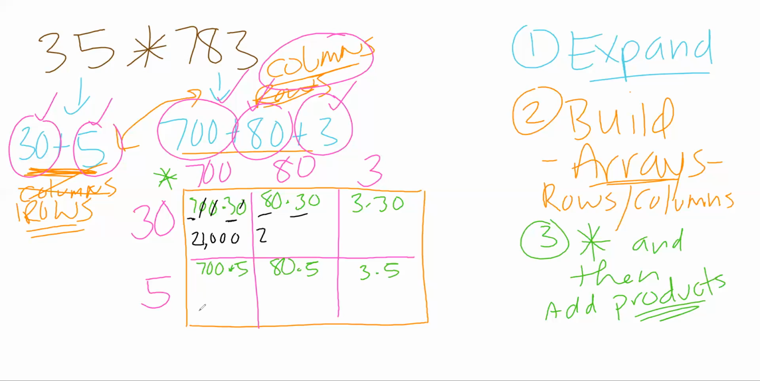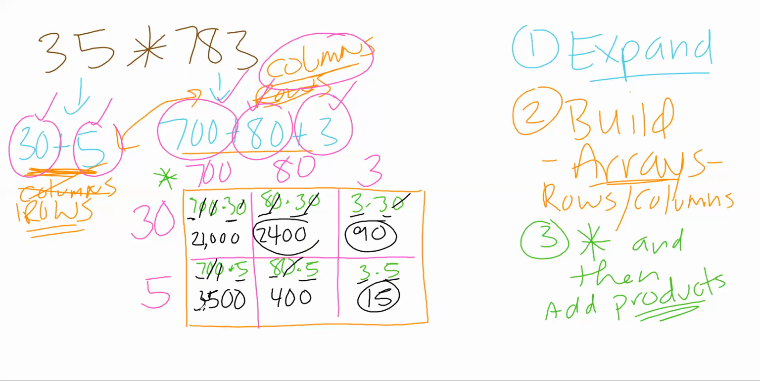8 times 3 is 24, and 1, 2 zeros. 3 times 3 is 9 and 1 zero. 7 times 5 is 35 and 1, 2 zeros. And 8 times 5 is 40 and a zero. And then 3 times 5 is 15, no zeros. So now I have 6 numbers that I need to add together.